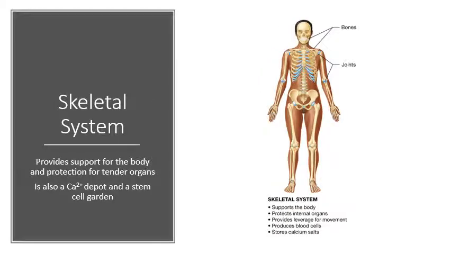Then you have the skeletal system, which is the bones in your body, but it also includes the joints as well. Of course the bones are involved in providing structural support for the body and also protection for some of your internal organs, but it's also involved in moving. Both the joints and the bones themselves are important for movement, so the skeletal system is working together with the muscular system to allow you to move.